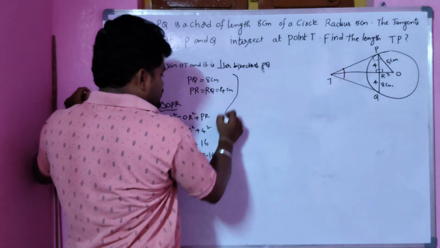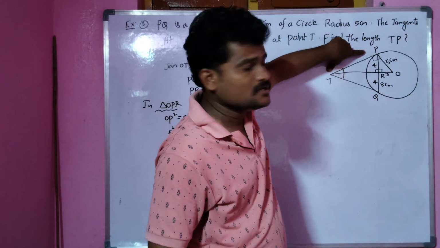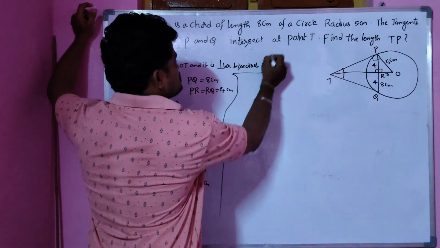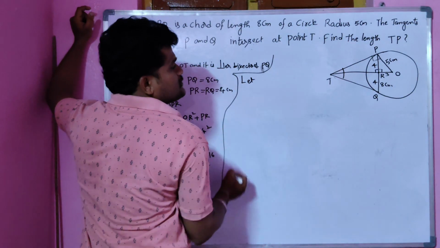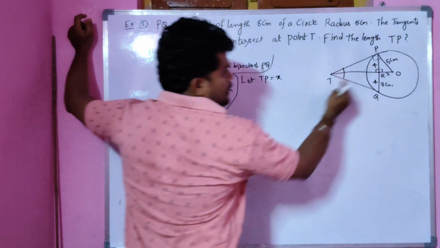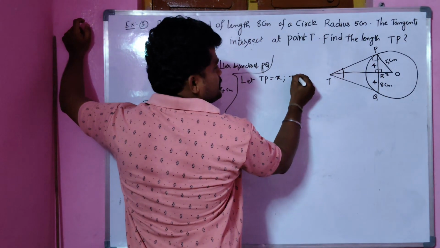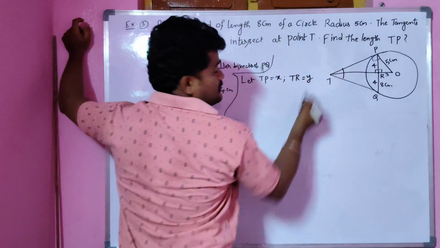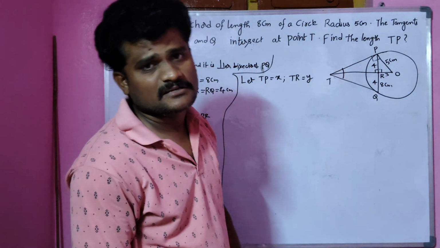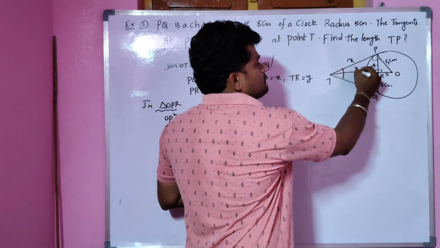But before going to the next right angle triangle, I'll consider that we have to find TP in this question. So before taking the right angle triangles, let me consider TP as X, and the remaining quantity also we don't know. That quantity TR I consider as Y. For simple calculations, this is X and this is Y.